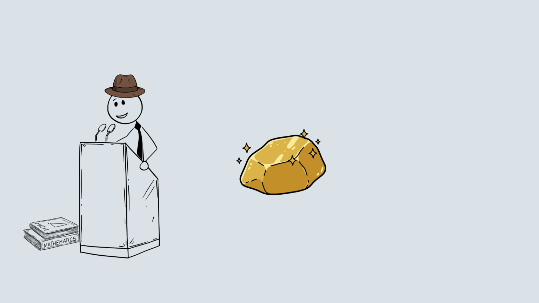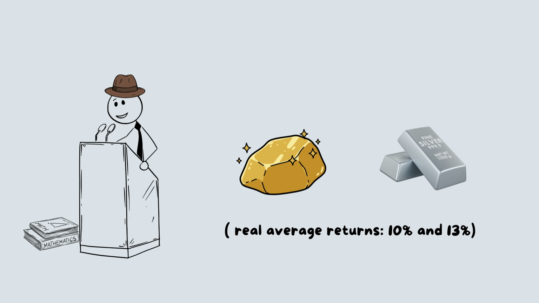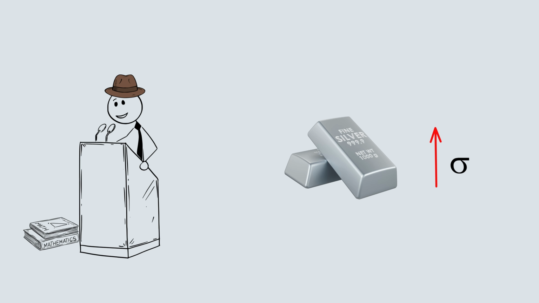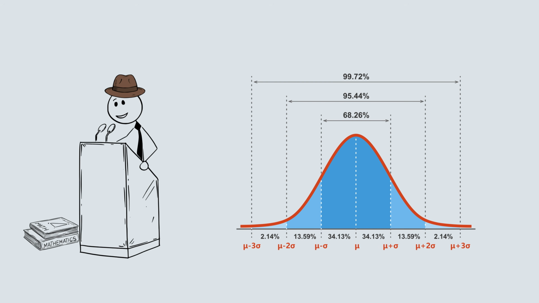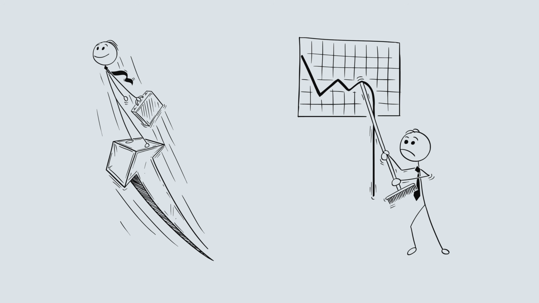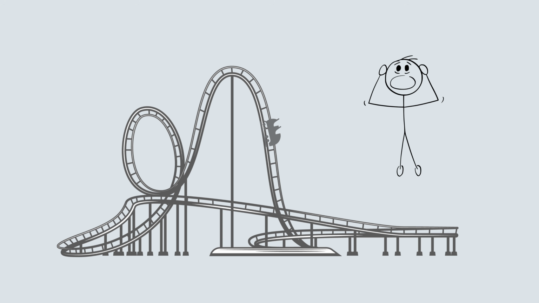Now let us bring back gold and silver. Pretend both have the same average return over some period. But silver has a larger standard deviation. That means its daily outcomes are more spread out. Bigger up moves, bigger down moves. So even if the average is the same, your ride is rougher and might not let you sleep at night.